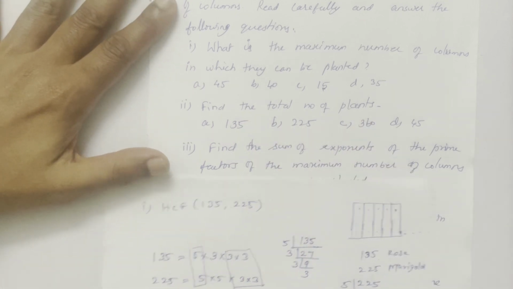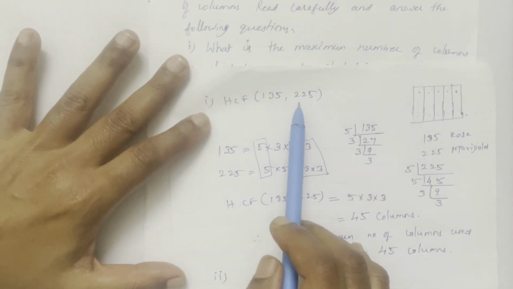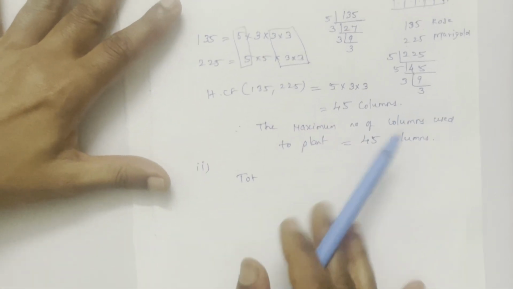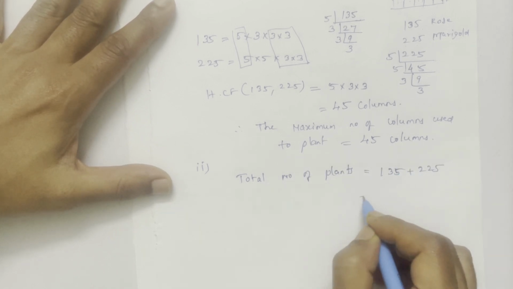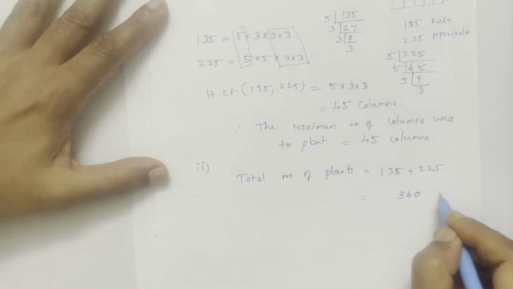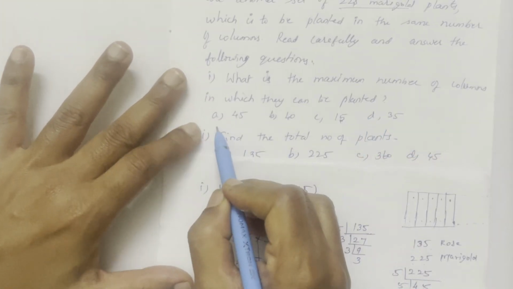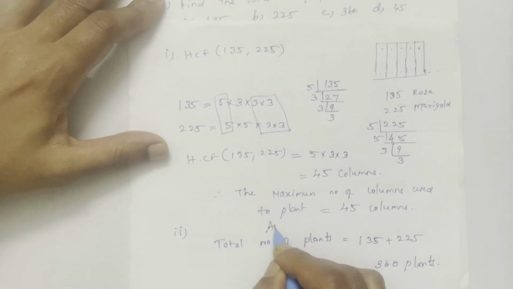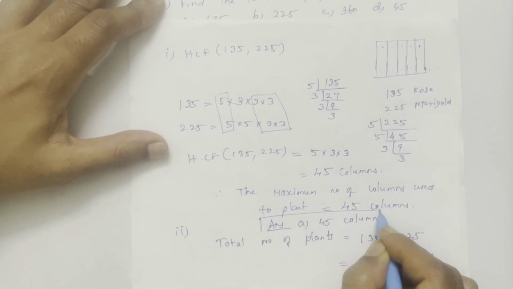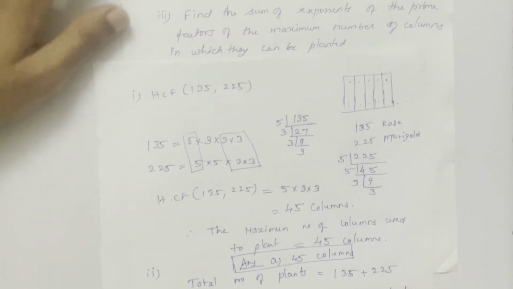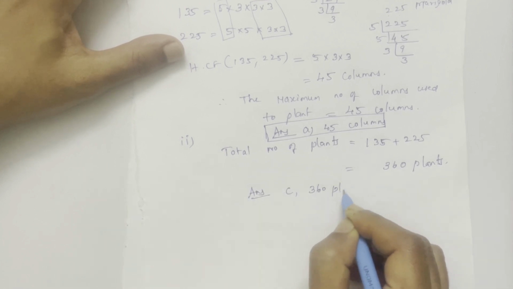Find the total number of plants. So, rose plants 135, marigold plants 225. We have to add these two numbers. 45 columns, answer A in the first division. Answer A, 45 columns. Here 360 plants, 360 is option C. Answer C, 360 plants.